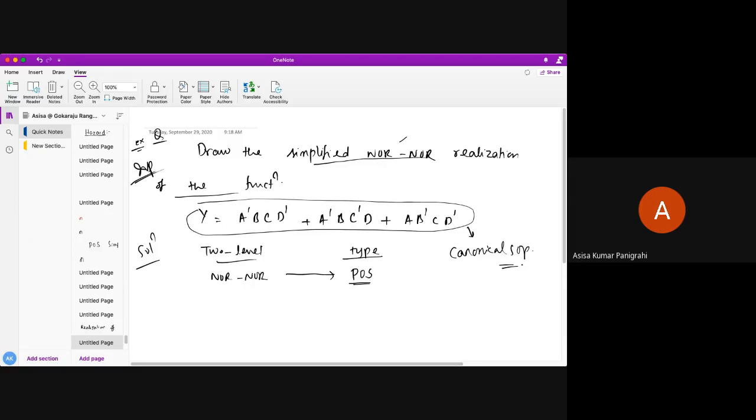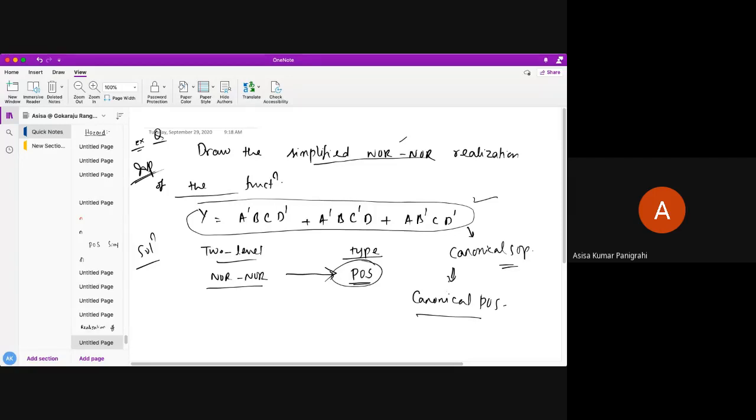Now my challenge is how to convert this canonical SOP into canonical POS, because for NOR realization we need a POS type of function, and that function should be a minimized POS. So to get the minimized POS, I need a canonical POS, which I can represent in my K-map, minimize it, get the minimized POS, and realize it easily with NOR. So the first step is to convert the given canonical SOP function into canonical POS.